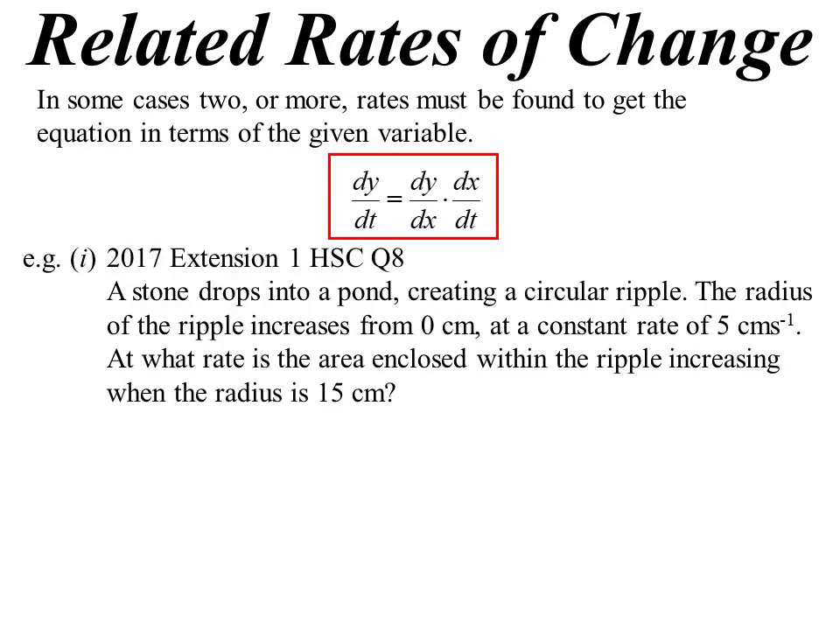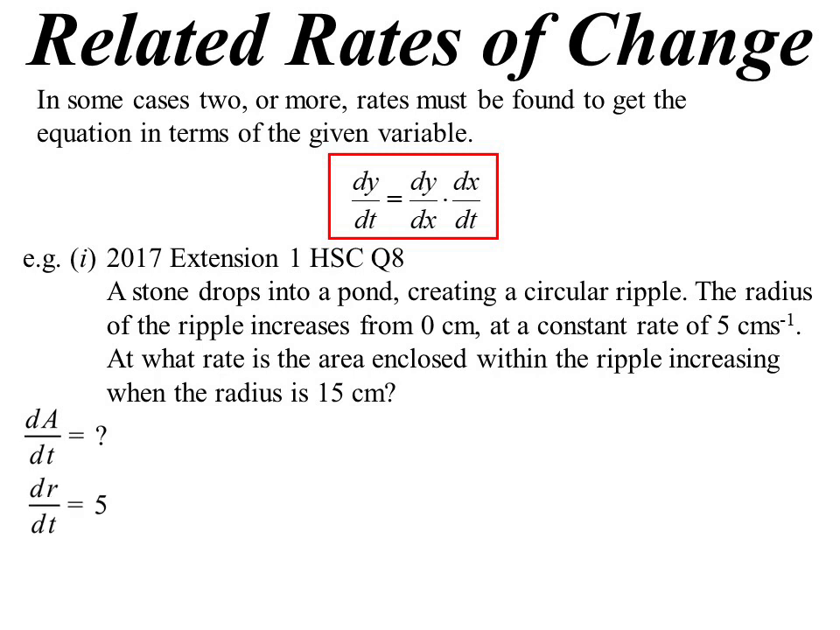A stone is dropped into a pond, it creates a circular ripple. The radius of the ripple increases from 0, obviously, because the stone's not there yet, but then at a constant rate of 5 centimeters per second. So what rate is the area enclosed within the ripple increasing when the radius is 15 centimeters? Okay. So in other words, we want to find dA/dt. That's what we're trying to find.